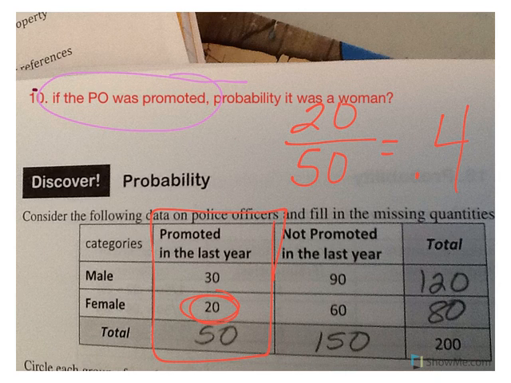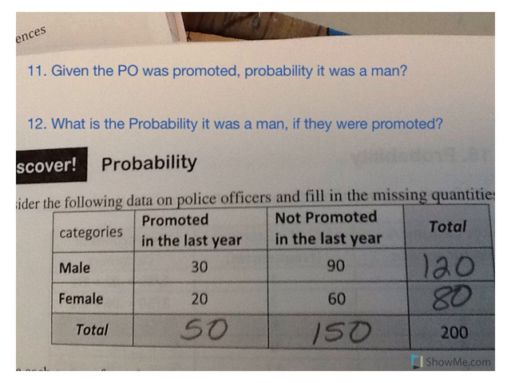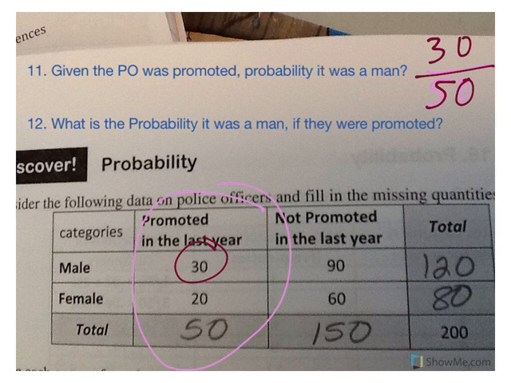All right, I want you to try 11 and 12. Hit pause and try 11 and 12. All right, looking at number 11, given that the PO was promoted, once again we're dealing with promoted, total is 50. Probability that it was a man, well, 30 of the promotions were men, so we end up with 0.6.